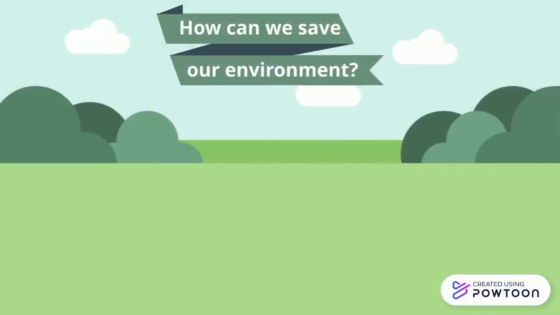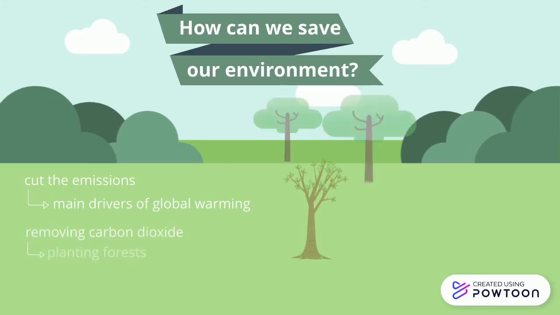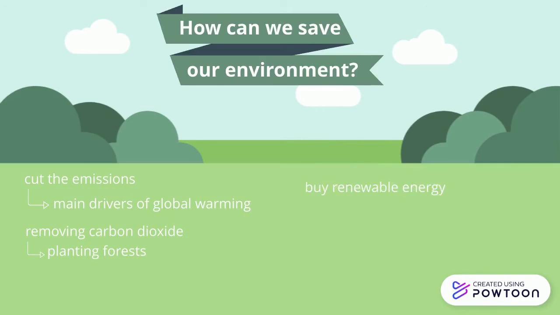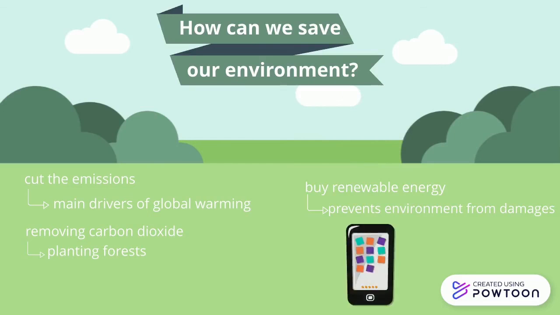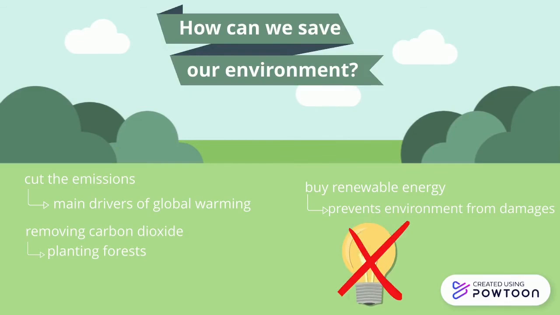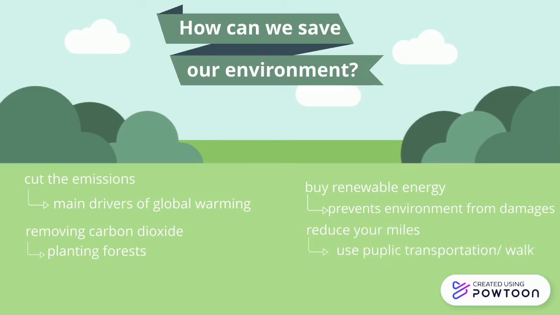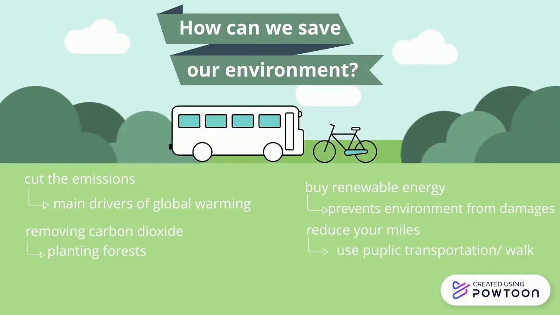One way to save our environment is to cut the emissions, because carbon dioxide and heat-trapping gases are the main drivers of global warming. Carbon dioxide could be removed by planting forests or restoring old ones. Another solution could be to buy renewable energy. It could help to prevent our environment from more damage. We as individuals could conserve energy by turning off our electronic devices and lights, limit the use of air conditioning, or buy equipment that uses less energy. Additionally, we could reduce our miles by walking short distances or using public transportation.